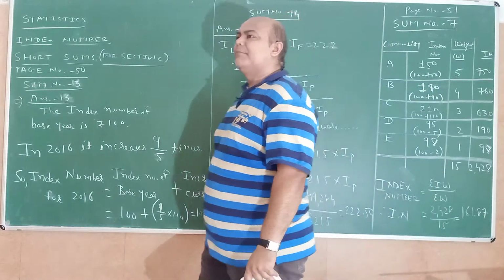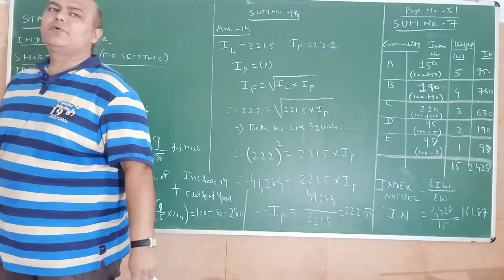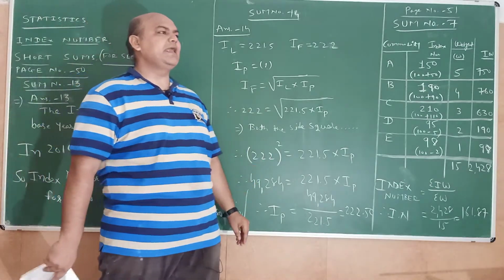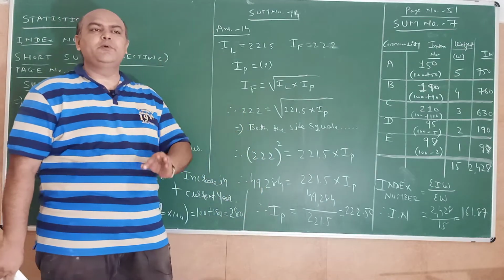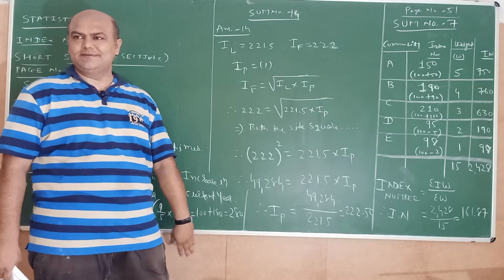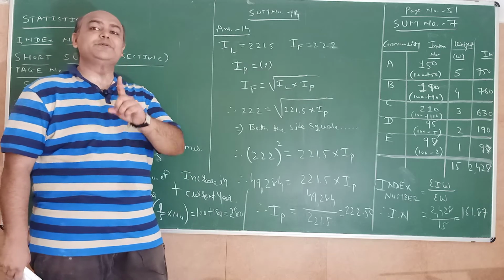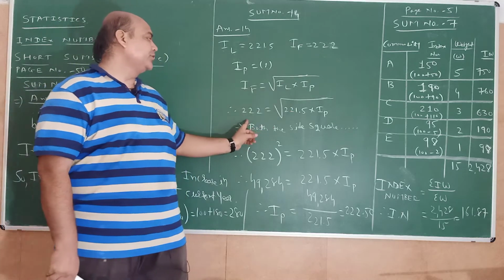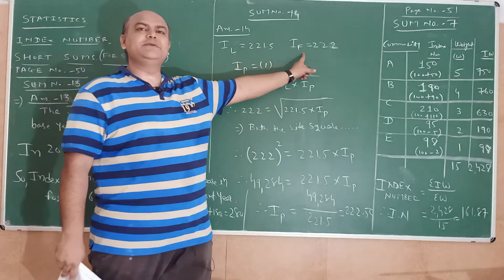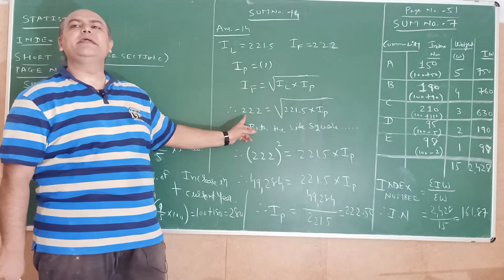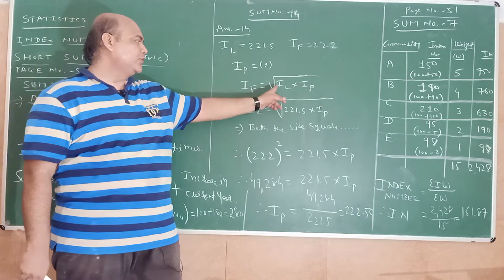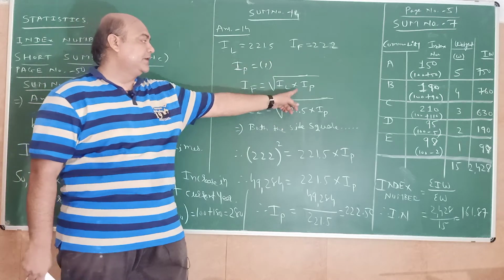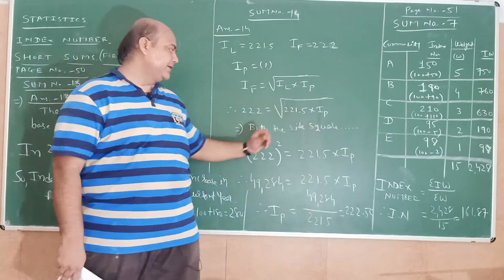Now, friends, we apply the formula of the index number of Fisher. As we all know, the formula is IF is equal to under root IL into IP. Now we put the values into the formula. IF is equal to 222, IL is 221.5. Here it is. And IP we want to find.